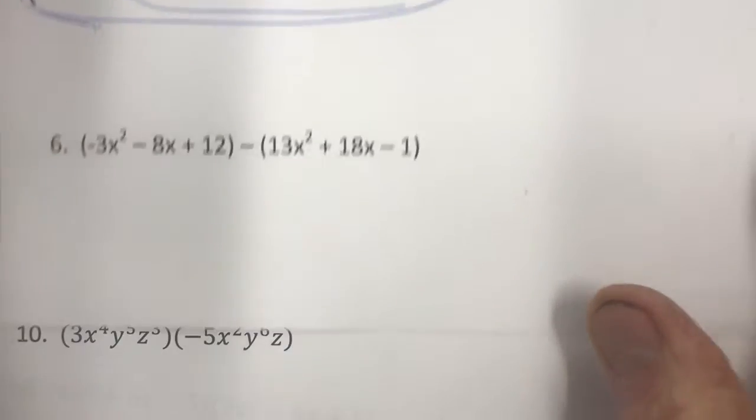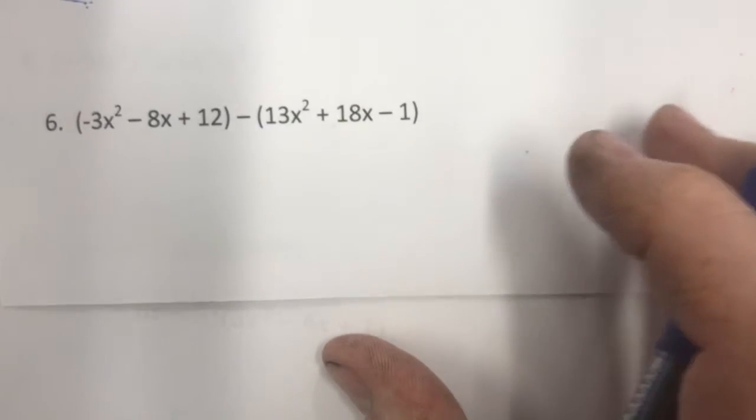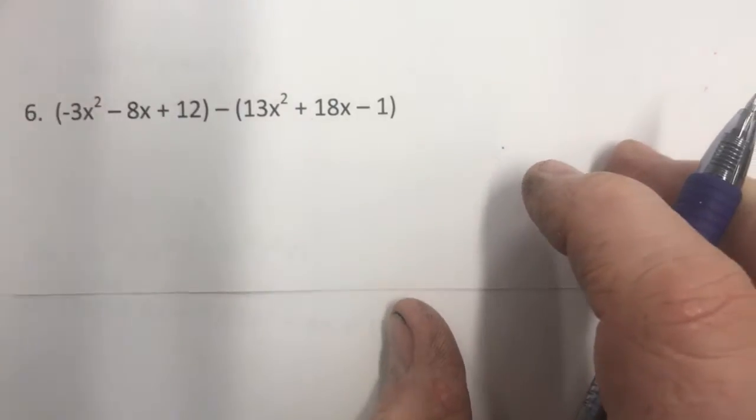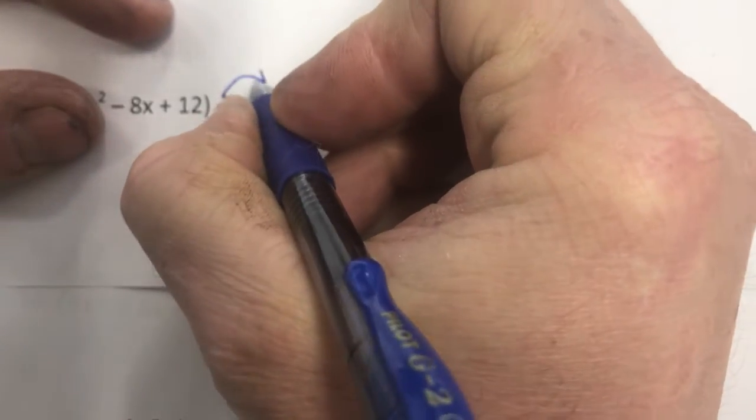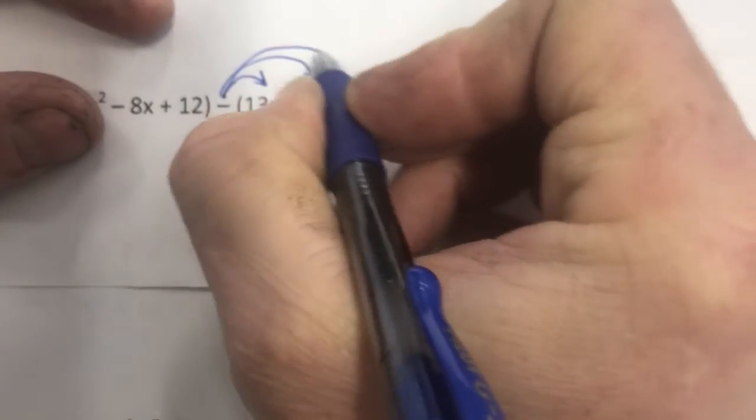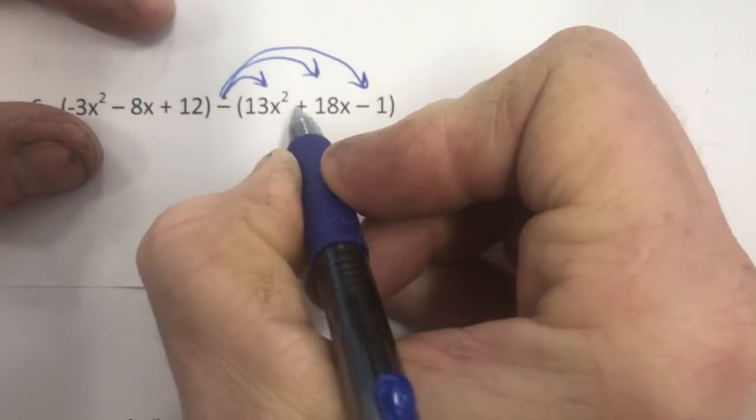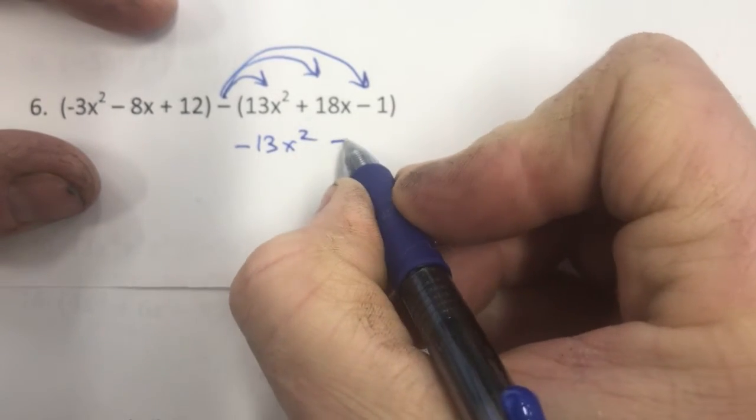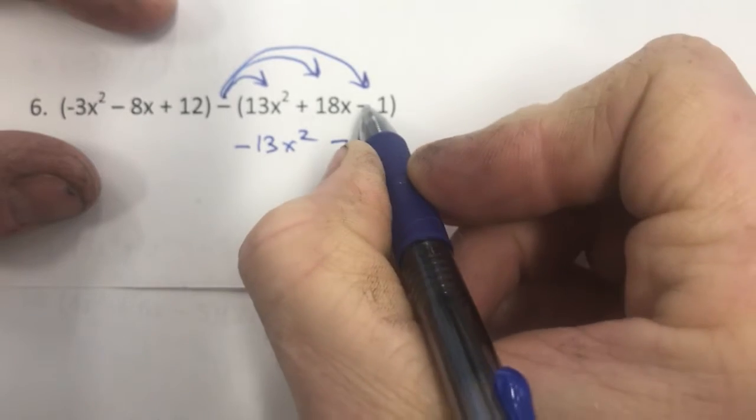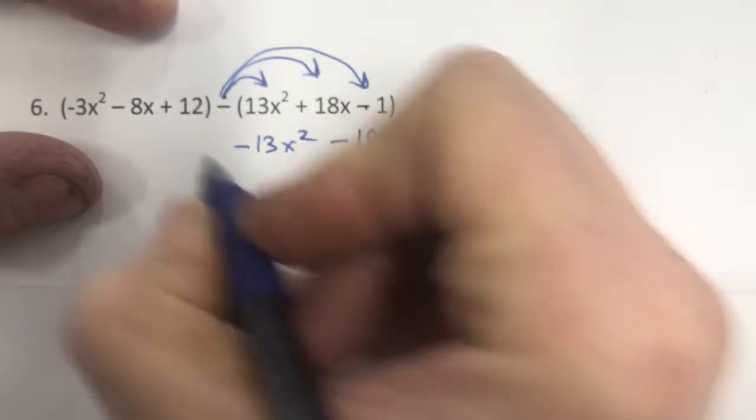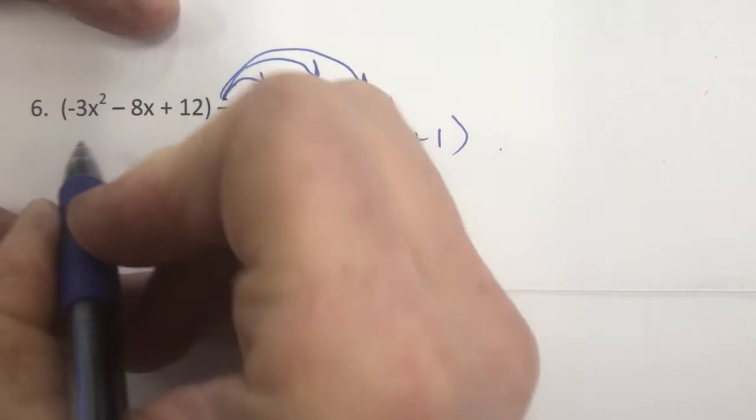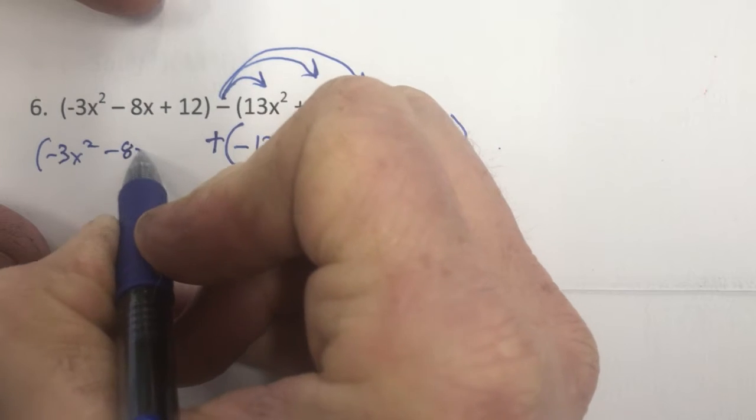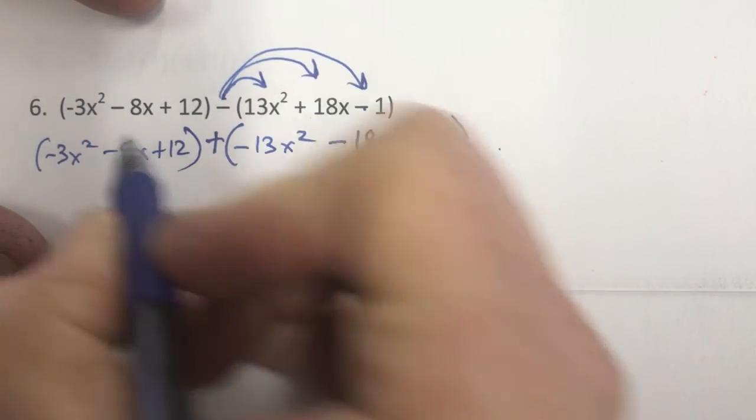And then number 6. Okay, number 6 here. We're subtracting. So here's another one where we're going to have to distribute the minus. So bring this minus and distribute it all through this expression here. So that's going to make this 13x squared a negative 13x squared. This plus 18x turns into a minus 18x. And this negative 1 turns into a positive 1. And there you go. Now we're going to add it. I'm going to add these two together.